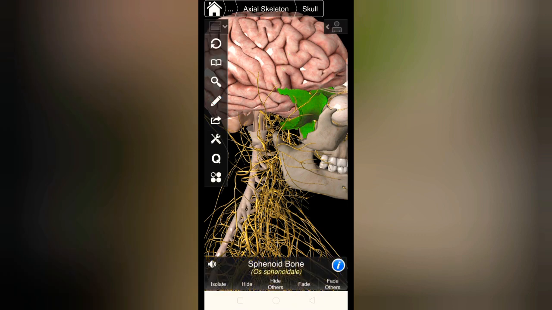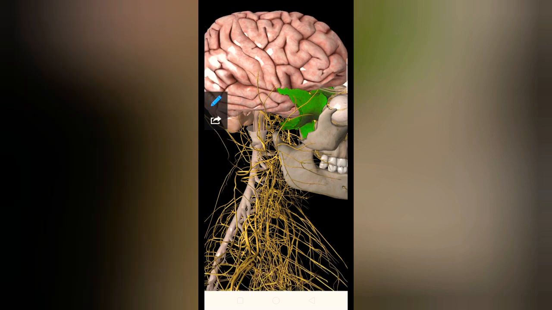One more location is that we have the pterion around here. Pterion is nothing but the junction of four bones. What are those four bones? Sphenoid bone here, then frontal bone here, then parietal bone here, and temporal bone here. These four bones join in an H-shaped manner and form the pterion at about this point.